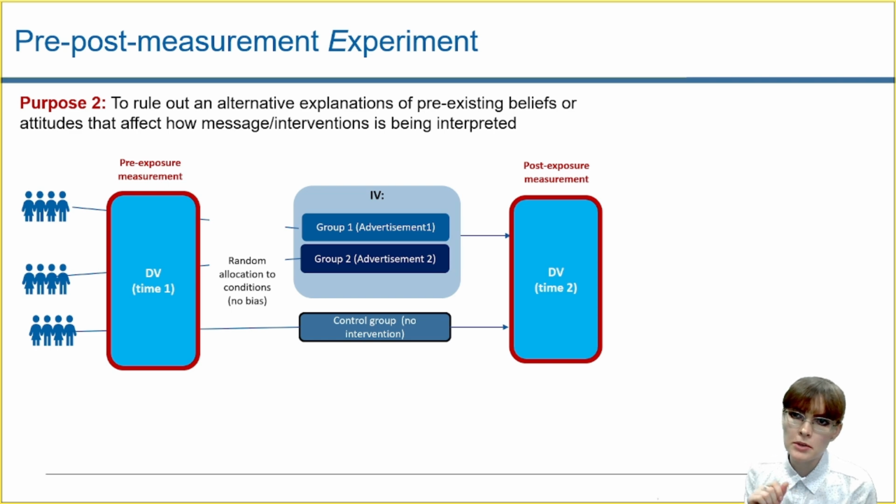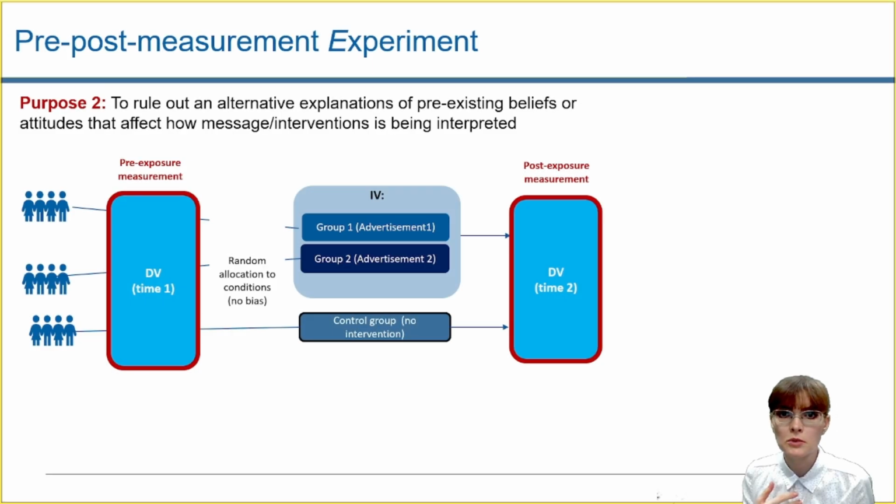The second purpose of pre and post measurement experiments is to actually rule out alternative explanations. The alternative explanations could refer to something else which is responsible for changes in your dependent variable at time 2, which is not explained by your experimental intervention. Very often, researchers conceive beliefs and attitudes as something that may actually impact how your dependent variable changes over time when you run an experiment.